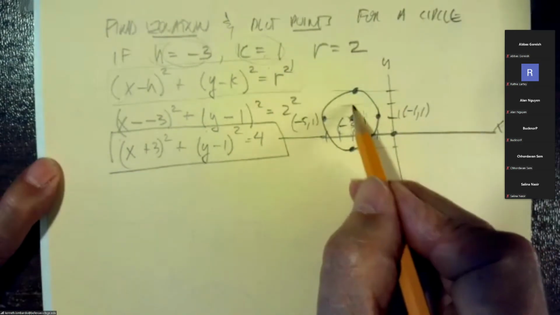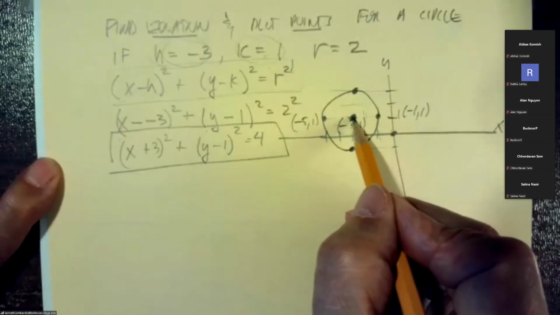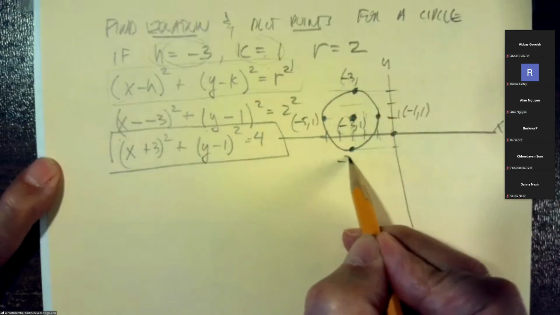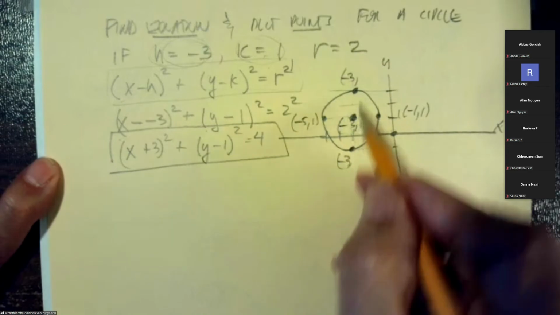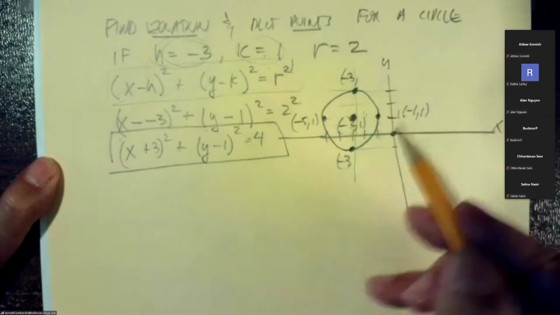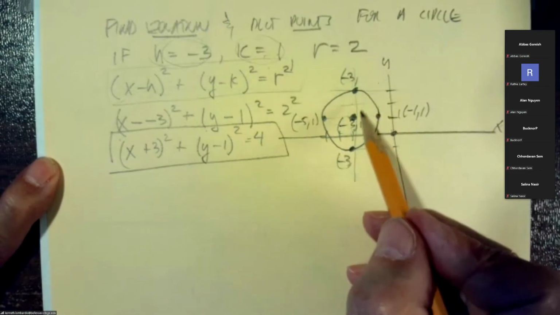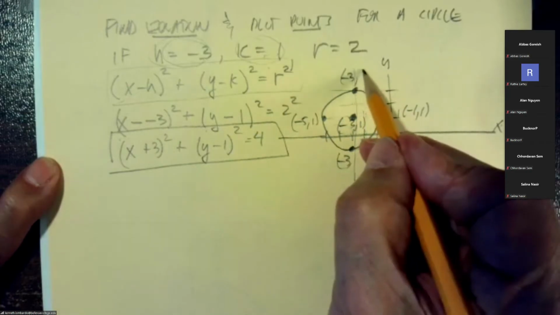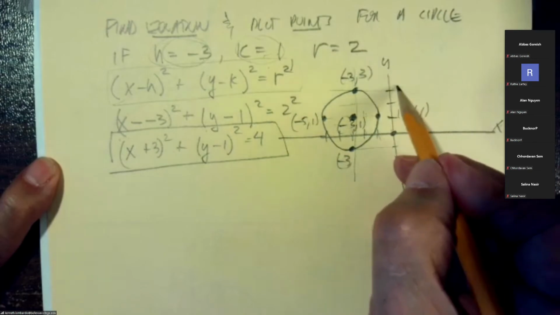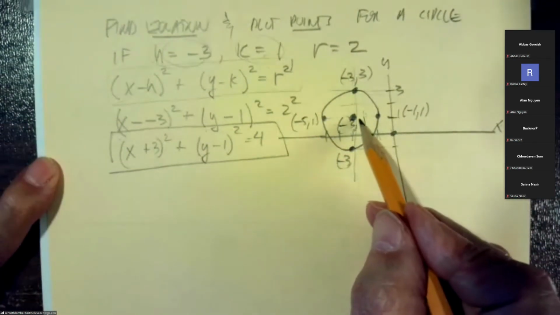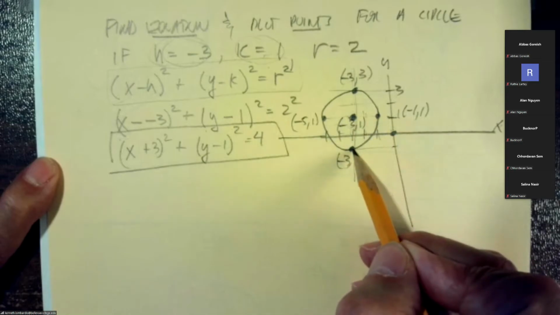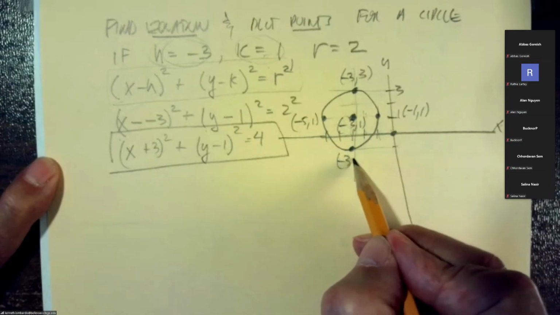We go up 2. We were at -3. These are both going to be on the -3, aren't they? They're both at -3. They're on this line right here. Here we're up 1, but we have a radius of 2, so we're up 2 more. So that's at 3. And down here, we're at 1, and we have a radius of 2. So we subtract 2 from that, and we're at -1, aren't we?